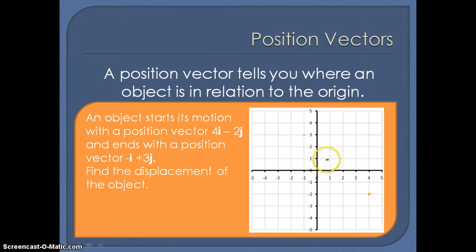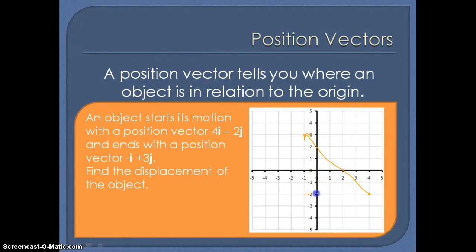If we want to find the displacement, we started with the position down here at 4i minus 2j position vector, and finished with the position of minus i plus 3j, so we're travelling from the position down here up to the alternative position up there. So that's the vector that we need to describe.